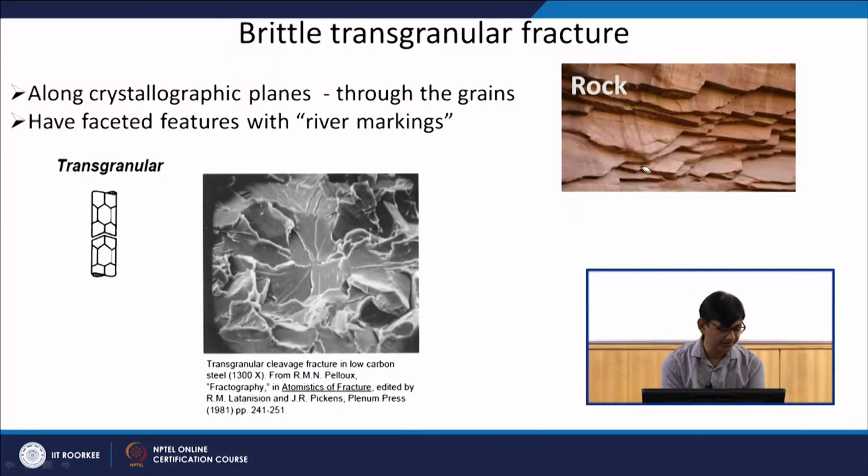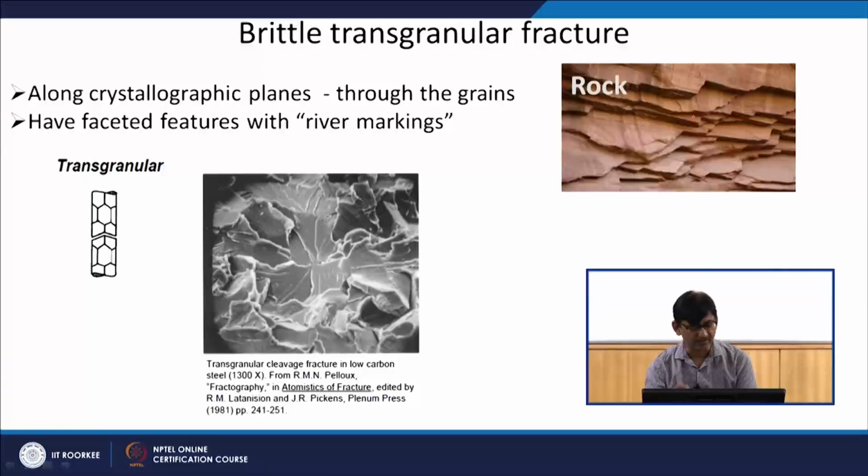Usually at macro scale you can see this kind of fracture very nicely on some rock, if some fracture is taking place or there is some crushing of the rock. As you can see very nicely, these kinds of facets are there on the rock sample at a macro scale. This is a scanning electron micrograph of a fracture sample. Again you can see the facets.